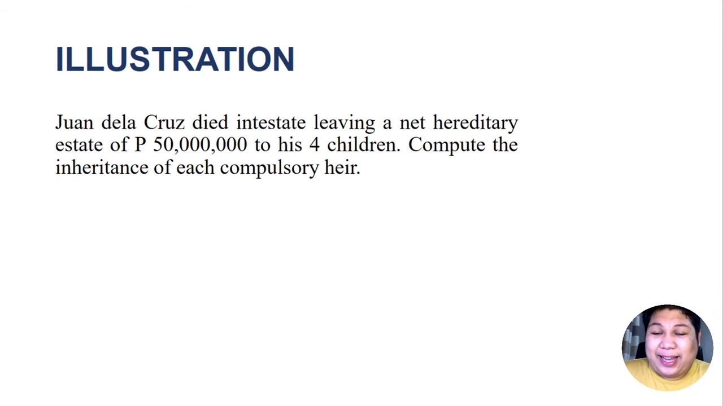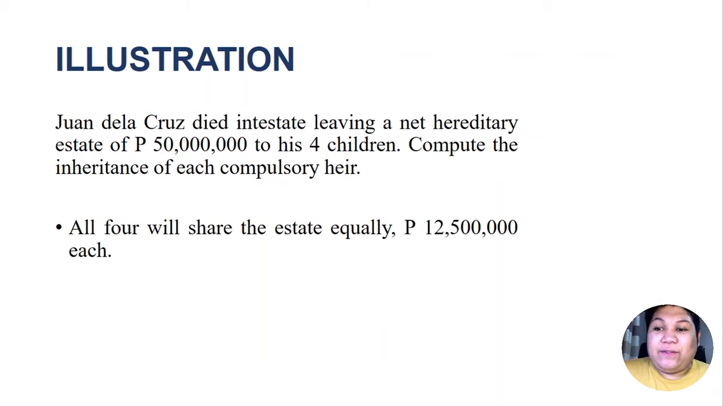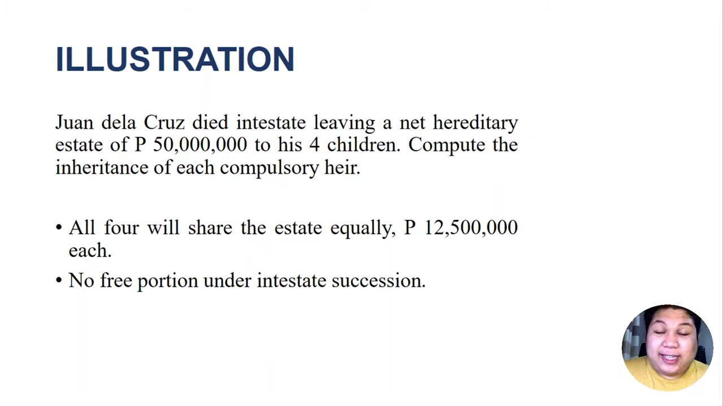Juan de la Cruz died intestate, leaving a net hereditary estate of 50 million to his children. Compute the inheritance of each compulsory heir. So Juan de la Cruz has no will. Therefore, intestate succession. Since intestate succession will apply in this case, the entire estate will be shared by the children equally. And there will be no legitime or free portion because this is not a testamentary succession. Therefore, all four will share the estate equally by 12,500,000 pesos each. No free portion under intestate succession.